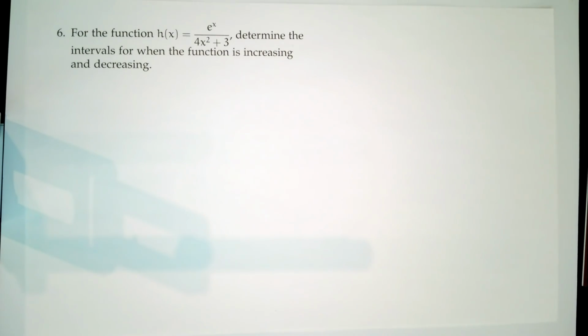They're there. Number 6. We have the following function. h of x is e to the x over 4x squared plus 3.